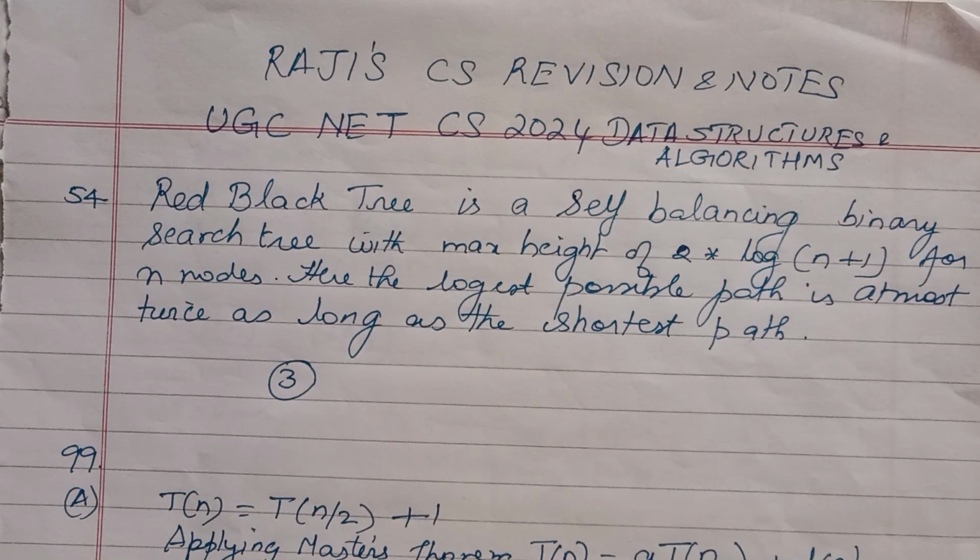So friends, as you know, we have completed all the units from the UGC NET Computer Science 2024 paper. Now we are left with data structures and algorithms. So today we'll see the problems from it.